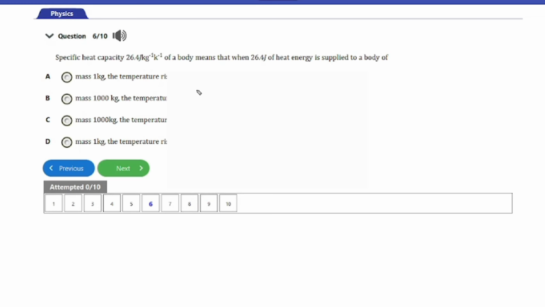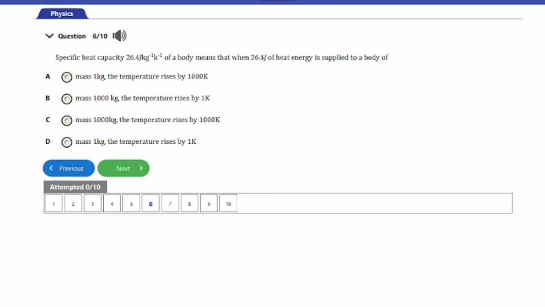It says specific heat capacity 26.4 joule per kilogram per Kelvin of a body means that when 26.4 joules of heat energy is supplied to a body of A, mass 1 kg, the temperature rises by 1000 Kelvin. B, mass 1000 kg, the temperature rises by 1 Kelvin. C, mass 1000 kg, the temperature rises by 1000 Kelvin. D, mass 1 kg, the temperature rises by 1 Kelvin.